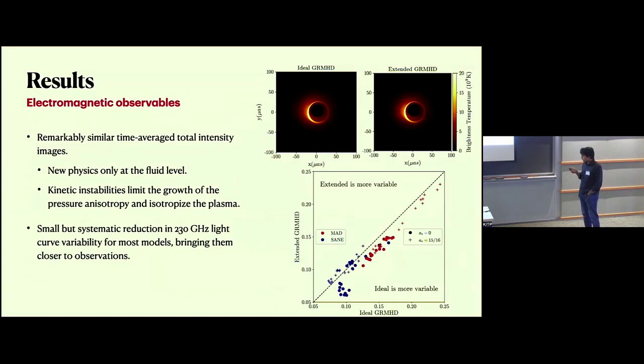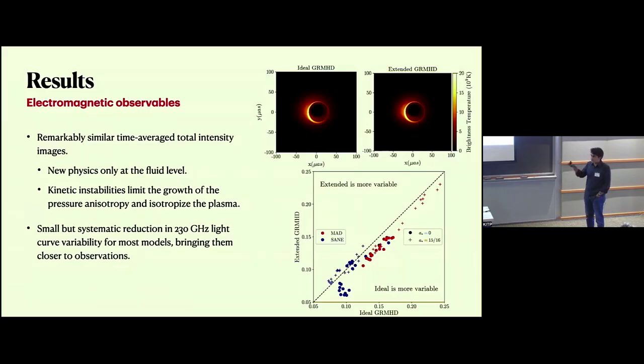The second result, which I said had to do with the observations, has to do with how variable the models are. When the EHT published the first results of the galactic center, they saw that the GRMHD models do a remarkably good job at explaining a lot of the observations, except for one, and that had to do with how variable the sub-millimeter light curve is.